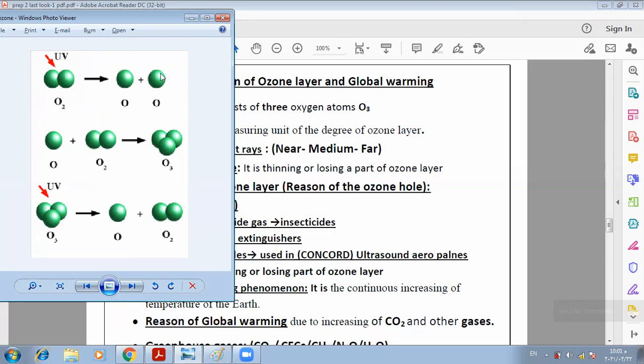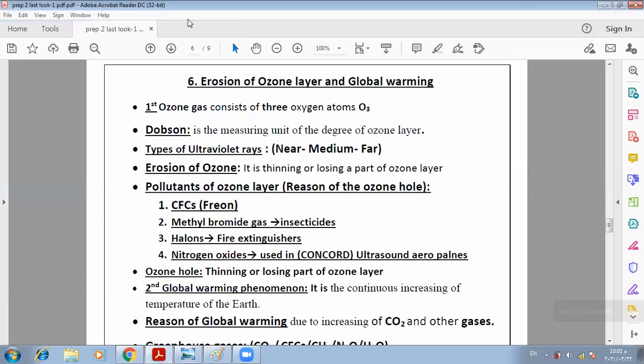So how is the ozone layer formed? Firstly, in two steps. The first step is by breaking down the bond between the oxygen molecule, which causes two free atoms to be formed. Each of them combines with another oxygen molecule and forms an ozone molecule, which is O3. Okay, that is the first point we talked about.